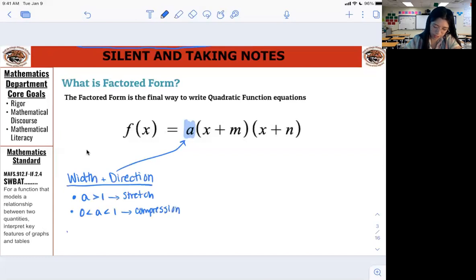And if A has a negative in front of it, if it's less than 0, not compression, reflection. Oops. There you go. So all of that is exactly the same as vertex form and exactly the same as standard form. Nothing changes.